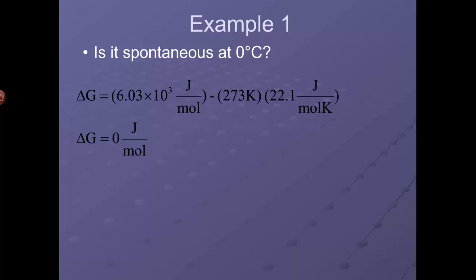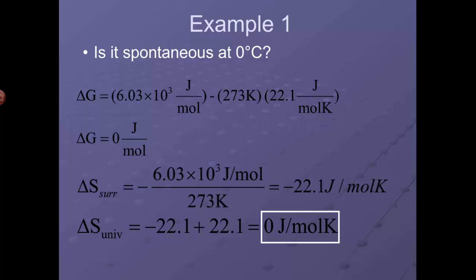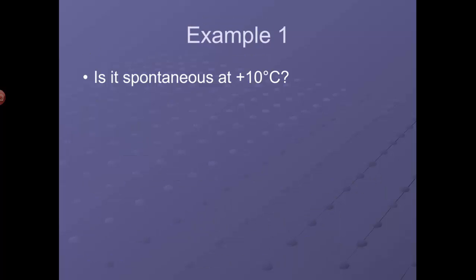Hey, that's clever. Delta S surroundings, using the other way, negative delta H over T, we get delta S surroundings is negative 22.1. When we solve for delta S of the universe, we add those two together, we get 0. So it's at equilibrium. Okay? So no shift. What about at positive 10 degrees?